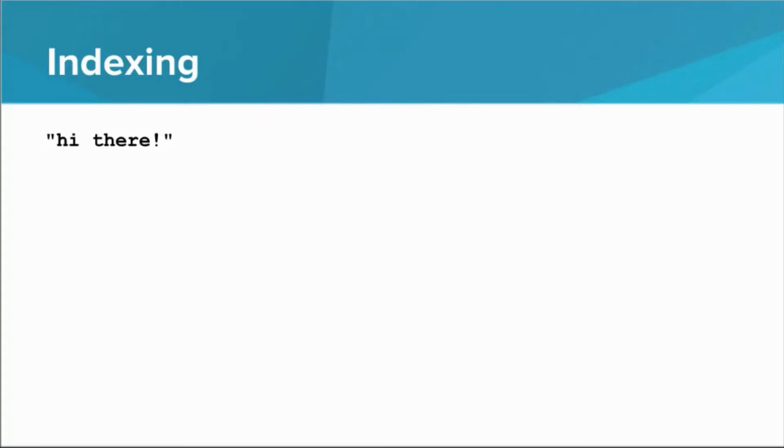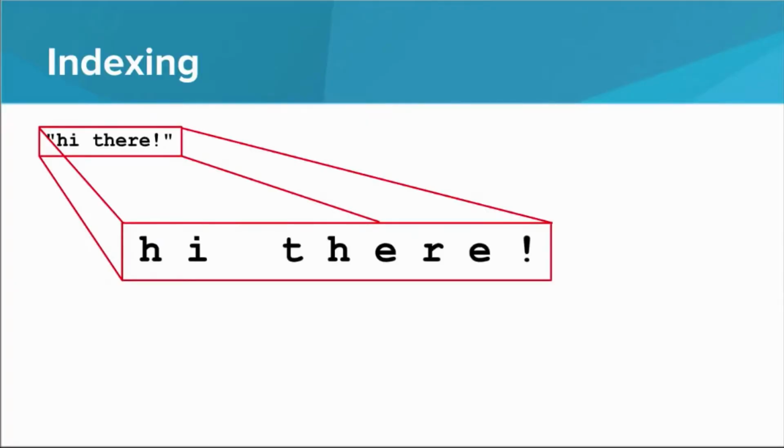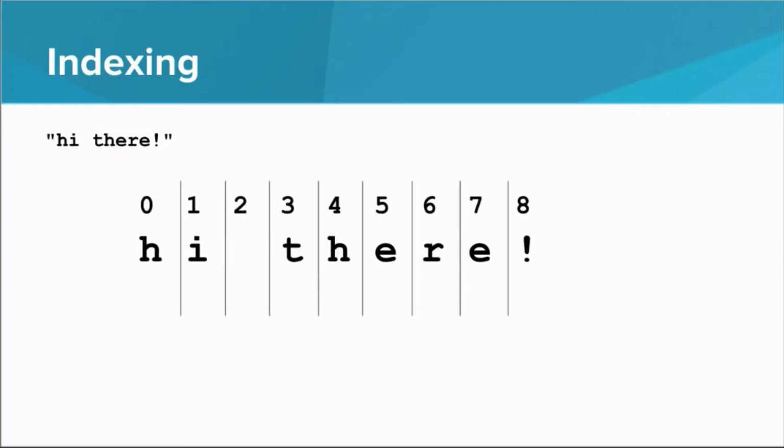Let's take a closer look at this string. There we go. We can see that this string has a total of 9 characters, 7 letters, 1 space, and 1 exclamation point. Each character has what's called an index, which represents its position in the string. The indices start at 0. This is important to remember.